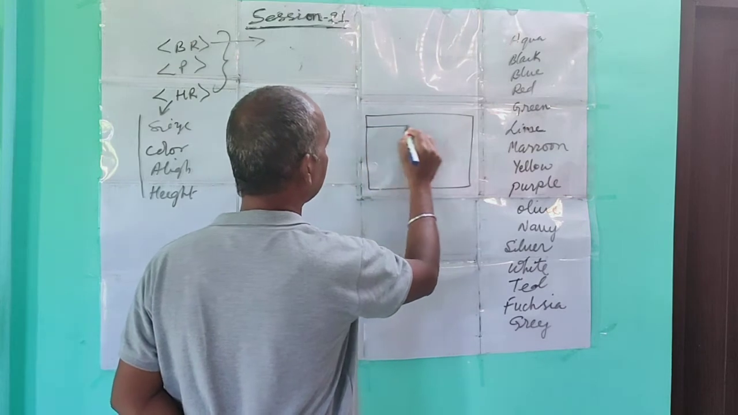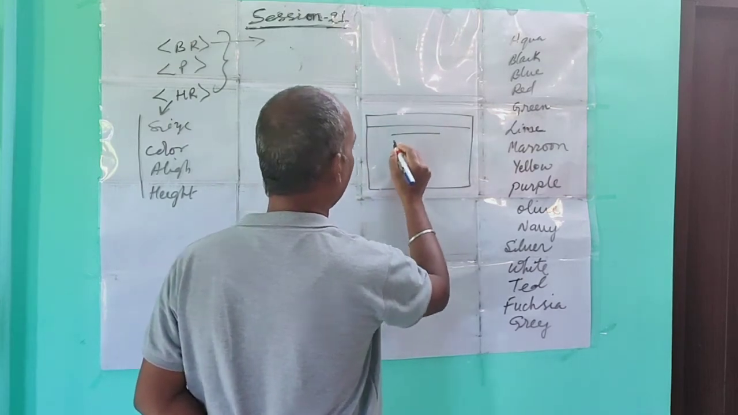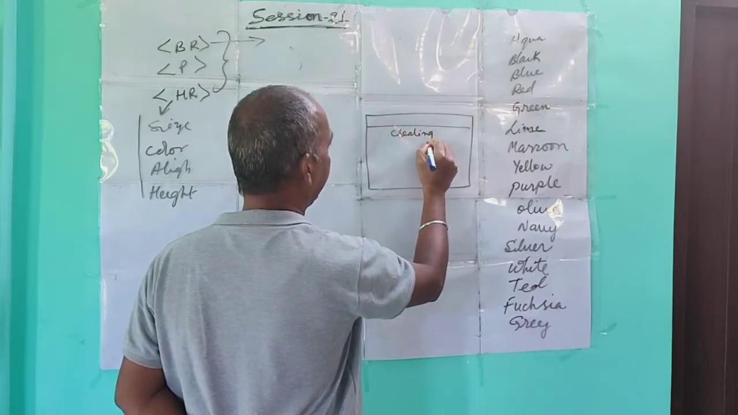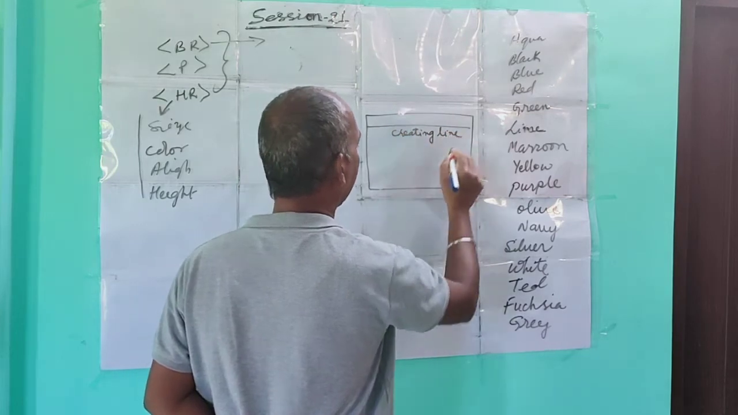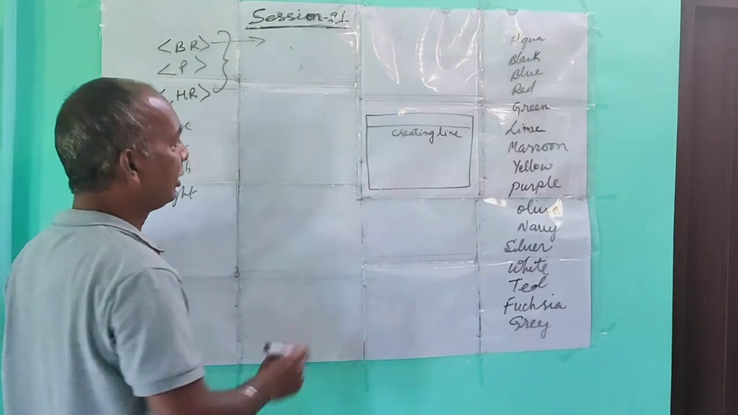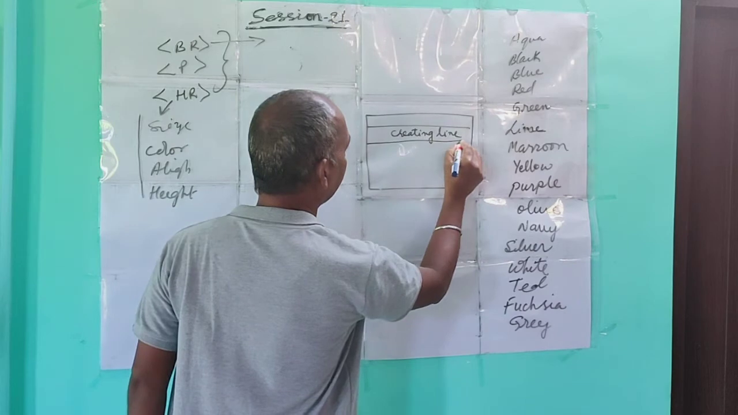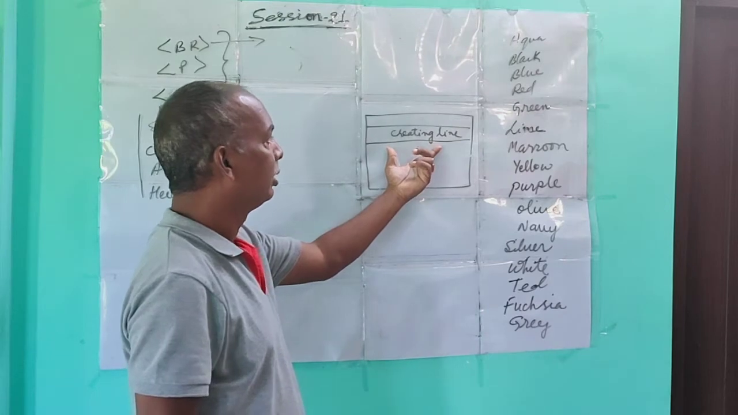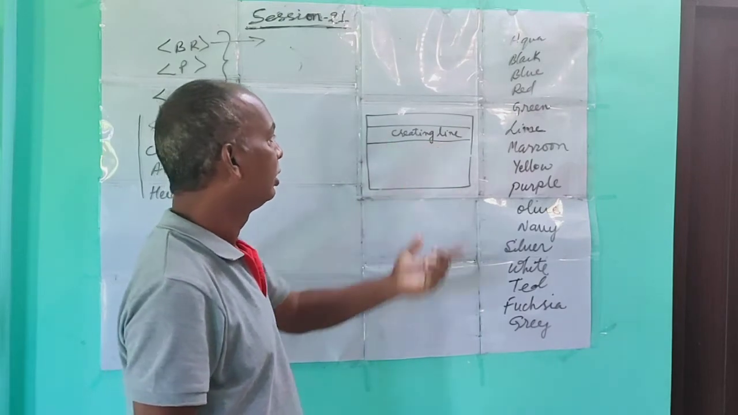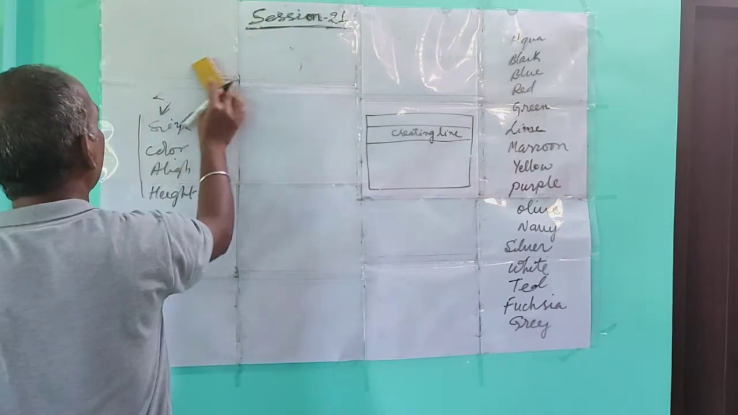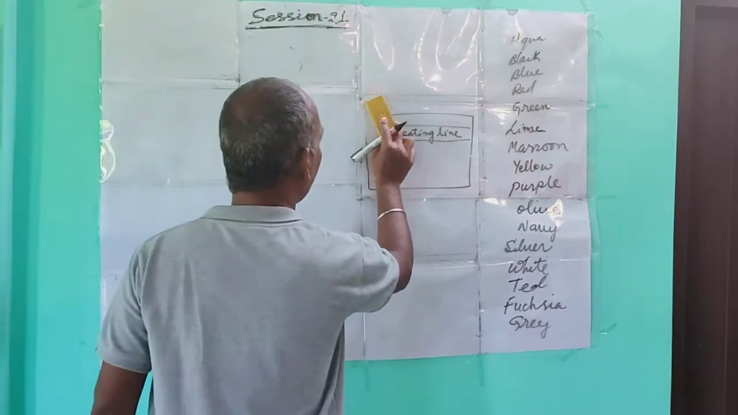Suppose this is a web browser. You are writing a heading here, and the heading is suppose creating a link, and you want to make a break of line, then you can give HR. It will draw a horizontal line. You can increase or decrease the size of the line. You can increase or decrease the height of the line. You can align the line, and you can color the line. I'll show you later how to use HR in your document.